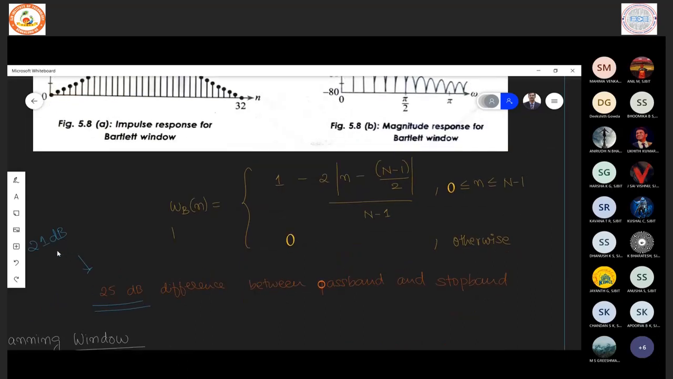So last time how much we got? We got 21 dB. So this is an improvement. Okay, the more difference you have, the better. So the difference between pass band and stop band for rectangular was 21 dB. Here it is 25 dB of difference. The plot I have not shown here, but you can imagine it's like the previous one with the difference which is slightly more.